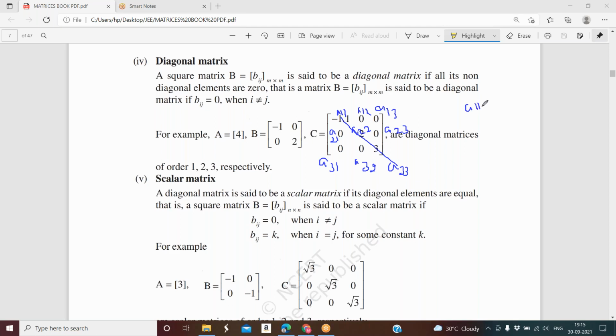Right. So here A11, A22, A33. These are all diagonal elements.